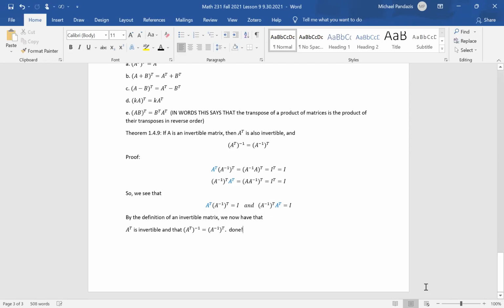Okay. So then there's that proof. If anyone has questions, just interrupt me anytime. Okay. Because that's theorem 1.4.9 and its proof.